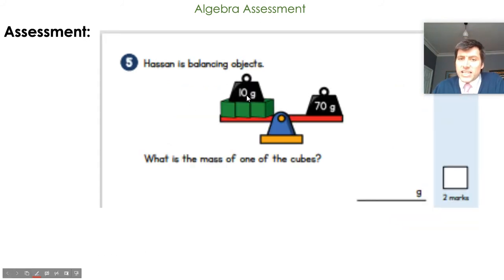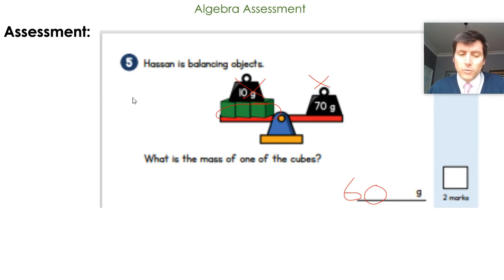Hassan's got his objects here. 10 grams is on top of this green box, and that's the same as 70 grams. Okay, so what I need to identify then is the cubes. What are they worth? Well, what I can see is that 70, if I got rid of this 10 and I got rid of 10 from here, what would this be? Well, pretty easy, isn't it? 70 subtract 10 is 60. So the mass is 60 grams, okay? So if I got rid of 10 here, I've got to get rid of 10 here. I do one thing to one side, I do it to the other side, and therefore I end up with 60 grams.